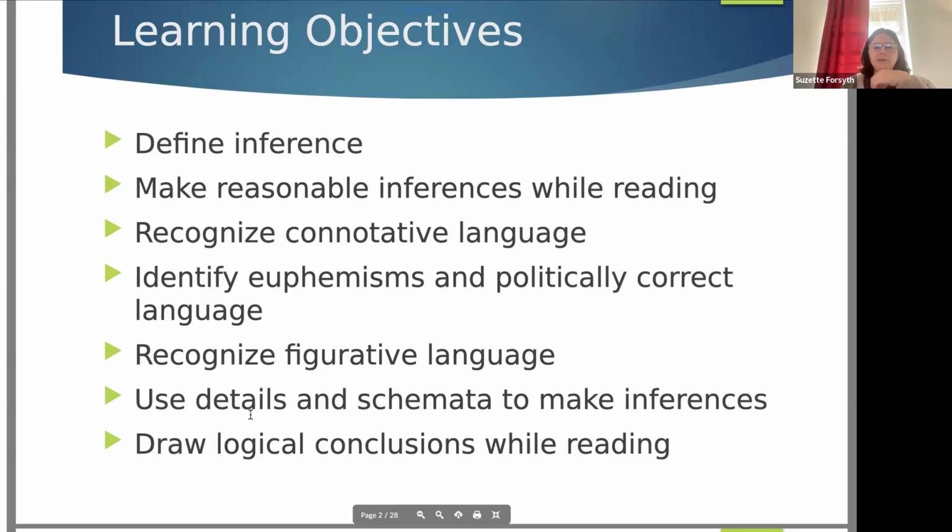We're also going to talk about using what the text says and schemata, which is that prior knowledge, in order to make or draw inferences.